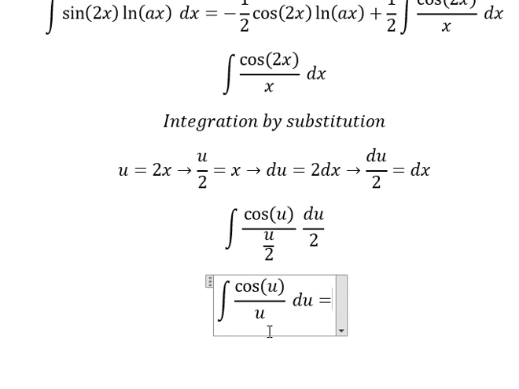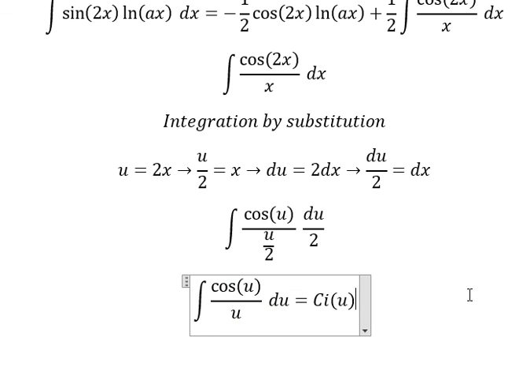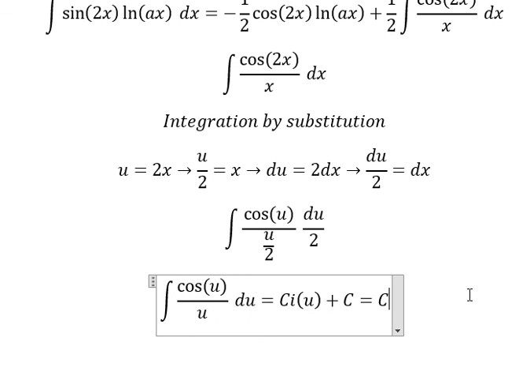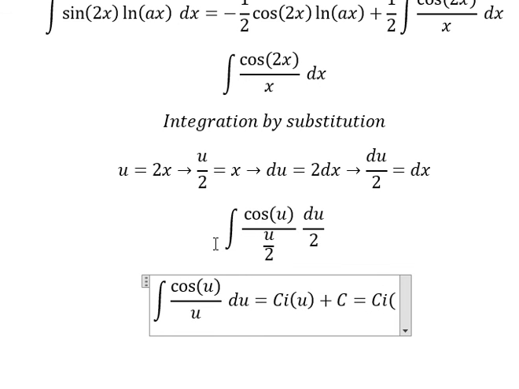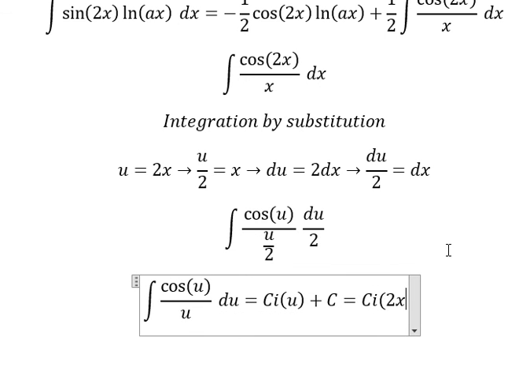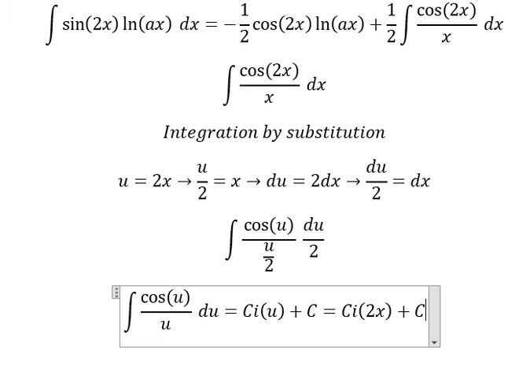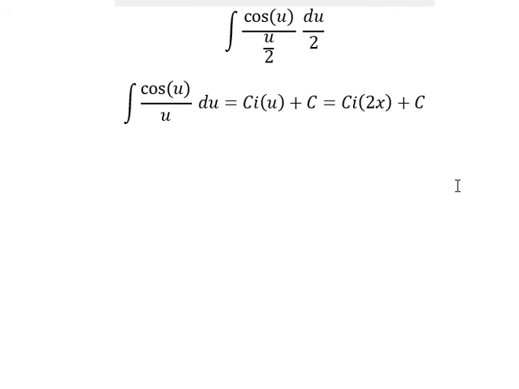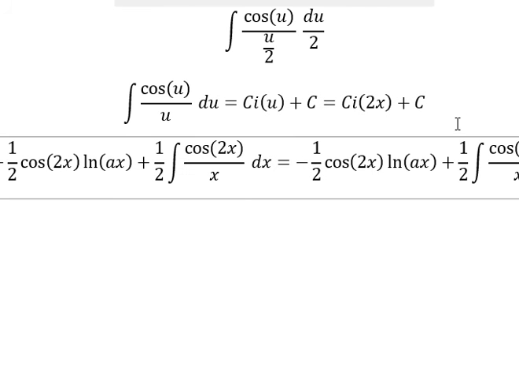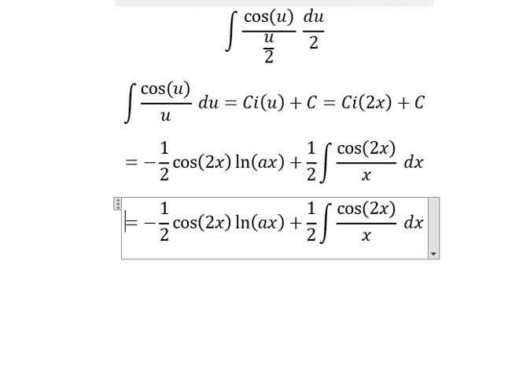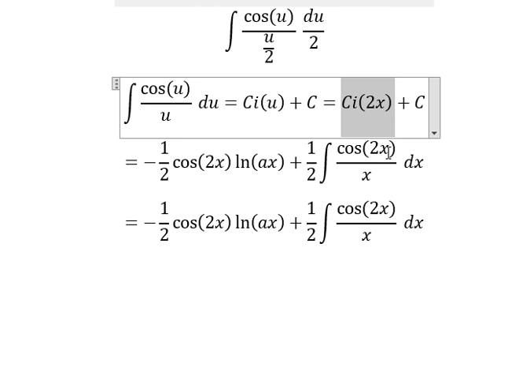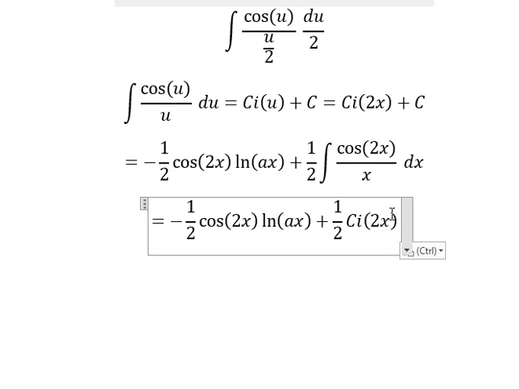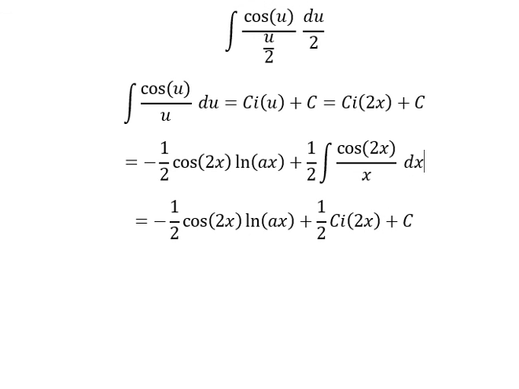The integration of this one is cosine integral of u, and we put c. Here u is 2s. And now we return back to this one. The integration of this one is this one, and we put c. This is the end.